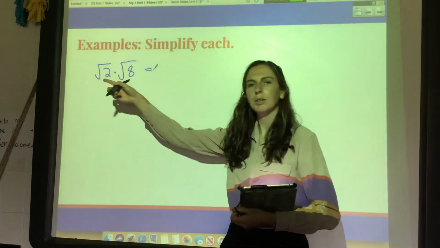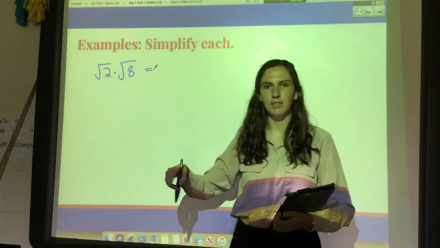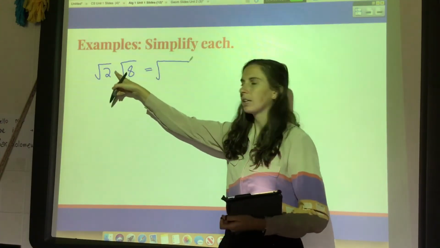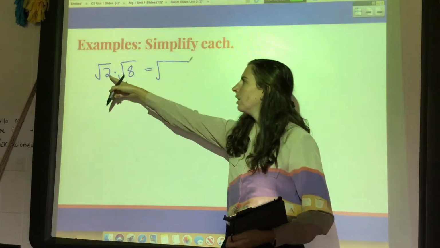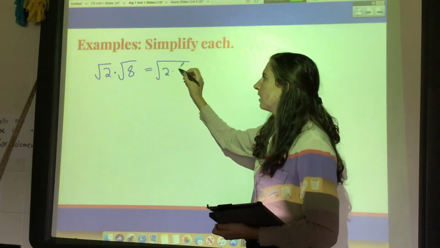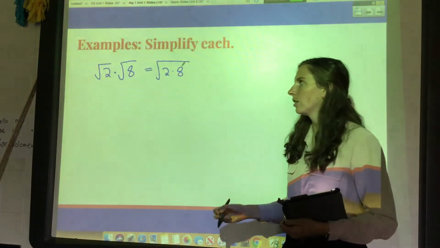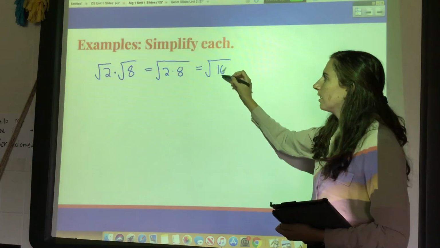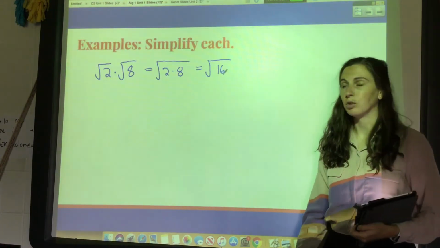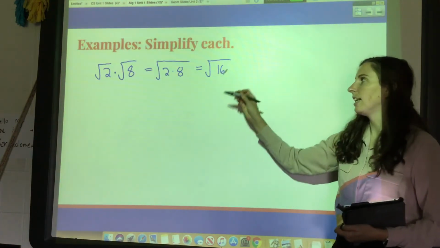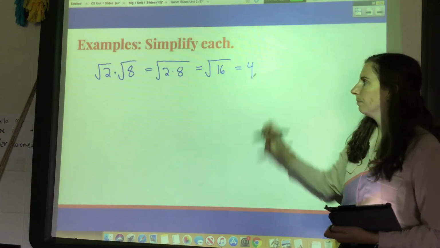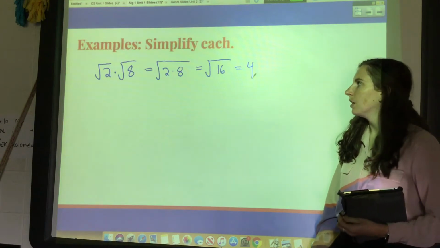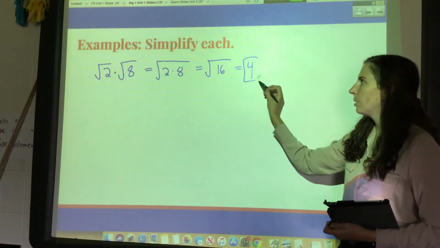I can't really square root 2 and I can't really square root 8 evenly, but when I combine them, since it's multiplication and I use this product rule, they can combine together under that radical, and 2 times 8 is actually 16. That was pretty helpful because the square root of 16 is just 4, because 4 times 4 gives me 16. So that one turned out to be a whole number.